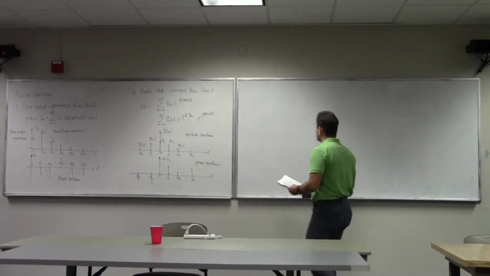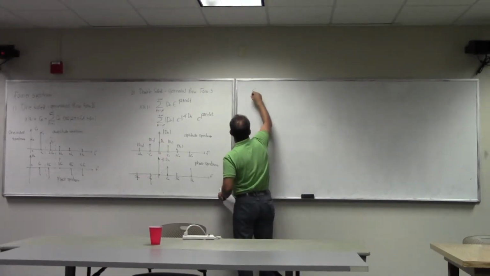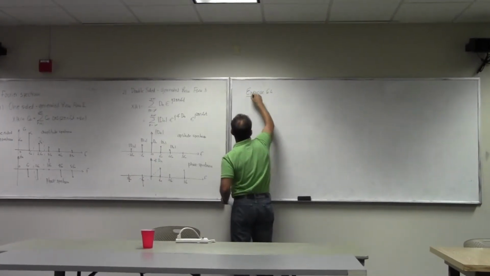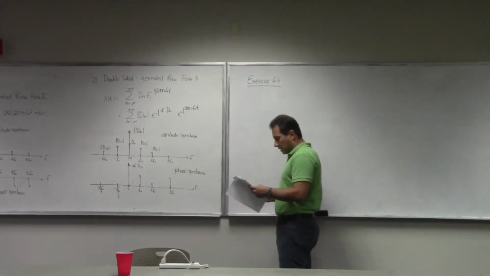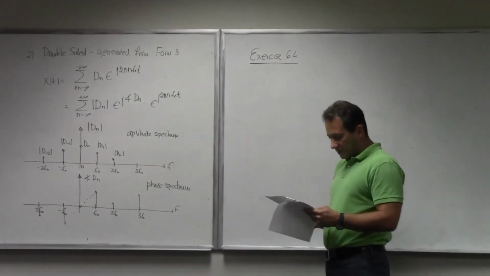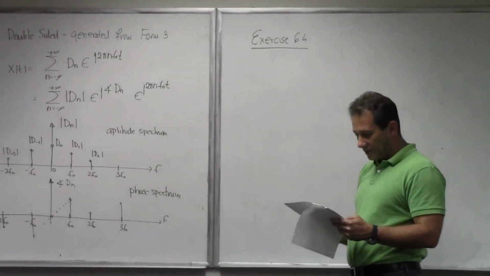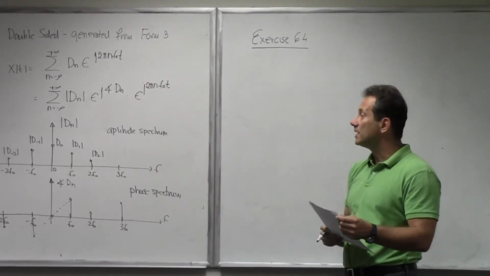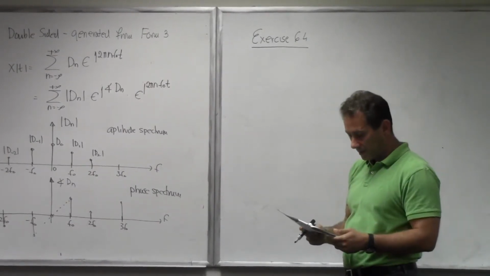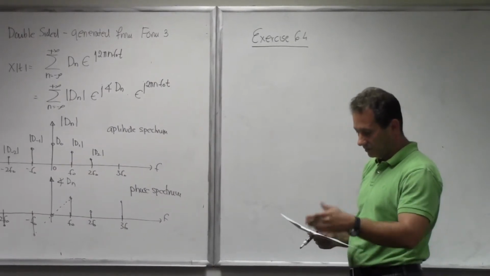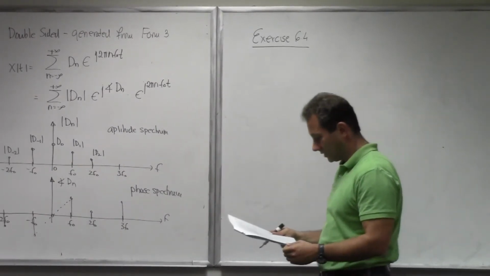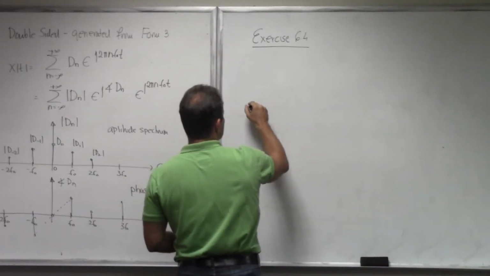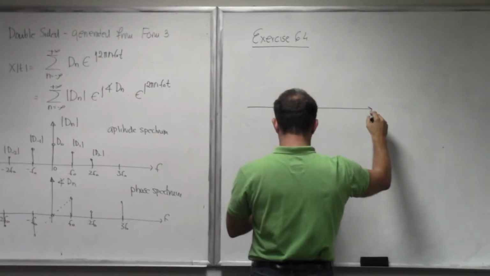So let me go through a simple exercise here. This is the same as exercise 6.4 in your textbook. It says, the two-sided spectrum of the signal is given in a figure. Determine the expression for the trigonometric Fourier series. So you're given a double-sided spectrum and asked to come up with a single-sided, or form 2, of the Fourier series. So here's how the spectrum looked.